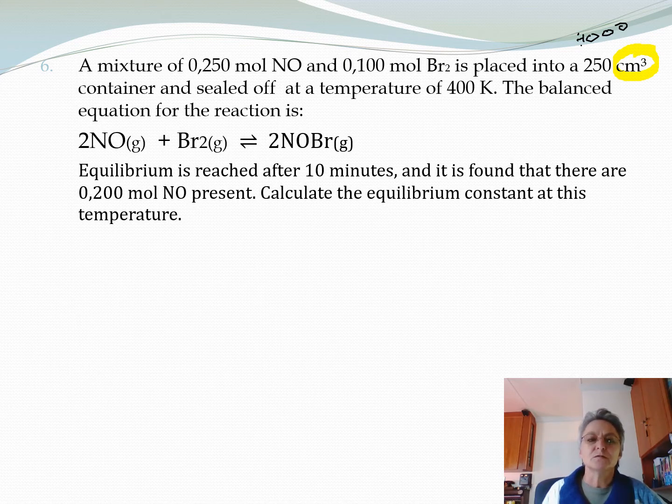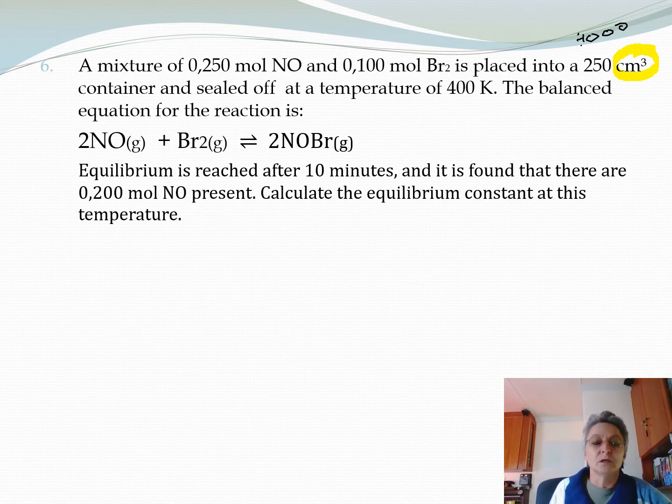The balanced equation for the reaction is 2 moles nitrogen monoxide plus 1 mole bromine goes to 2 moles nitrogen monoxide bromide. I don't know how to pronounce that. Equilibrium is reached after 10 minutes and it is found that there are 0.2 mole nitrogen monoxide present. Calculate the equilibrium constant at this temperature.